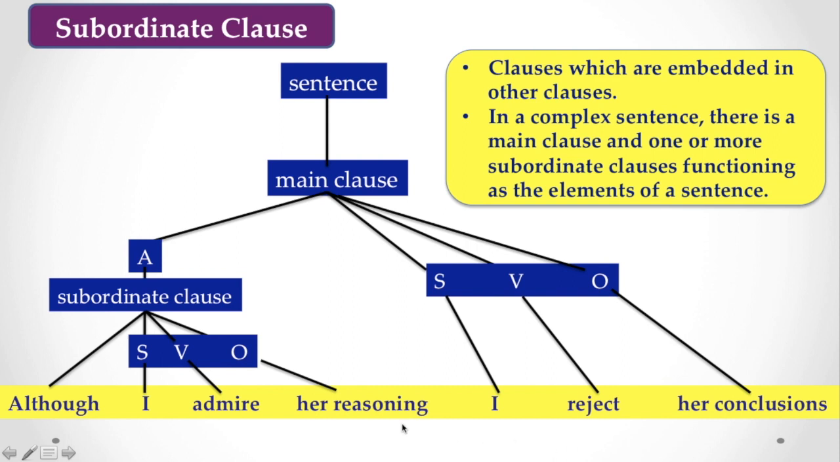If I say, "although I admire her reasoning", this part does not have any separate meaning. This part of the sentence always depends on the other part, that is, "I reject her conclusion". We do not figure out any meaning of this subordinate clause unless we say the latter part, the main clause in that sentence.